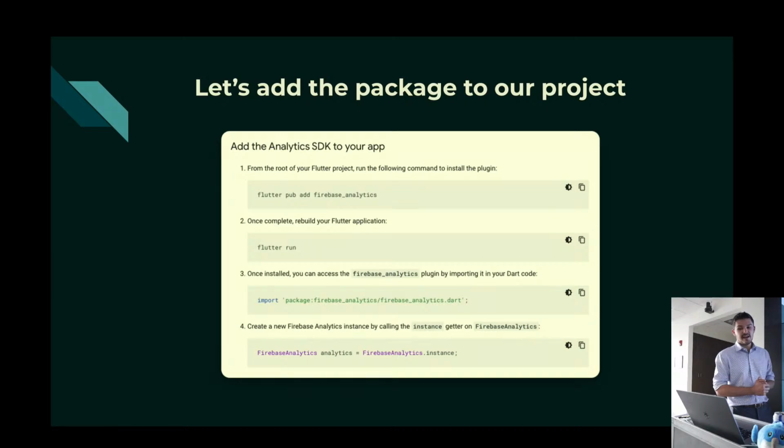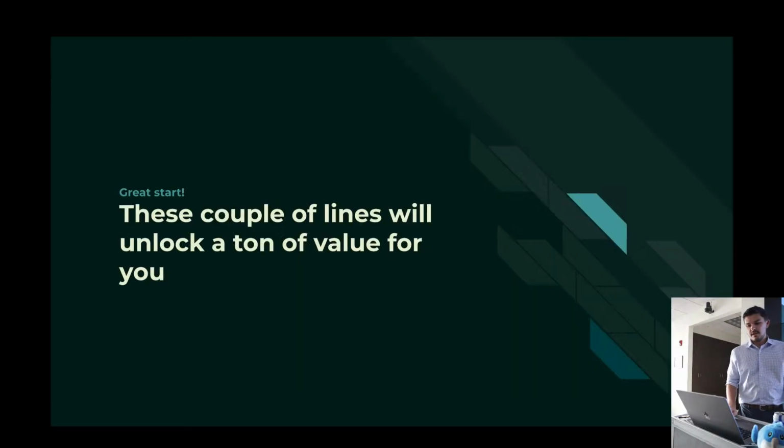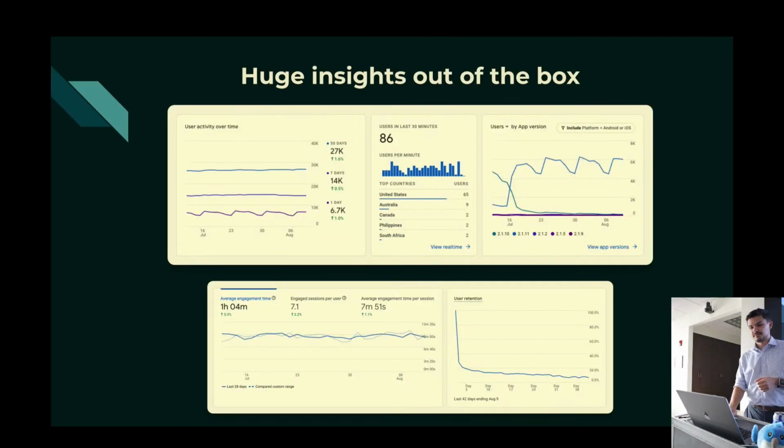So let's go ahead and add the package to our project. If you're a Flutter developer, you've done this 100 times. You add the package to your pubspec.yaml, you make sure that it's all included there with your running. You'll import it and then just add it to a file, probably your main.dart file, just to get everything initialized. These couple of lines of code will unlock a ton of value for you right away. Just this one little setup is going to already give you access to a ton of information. And these huge insights come right out of the box.